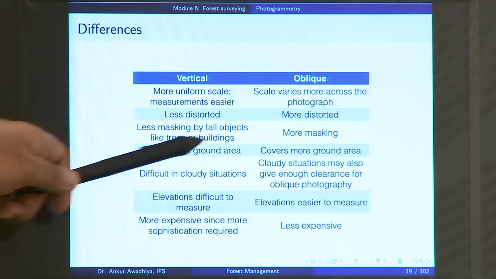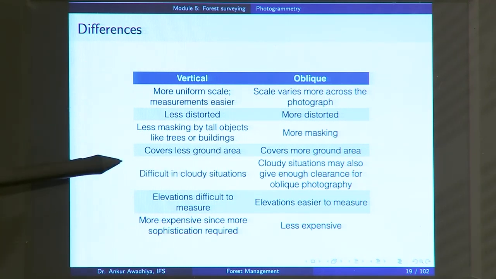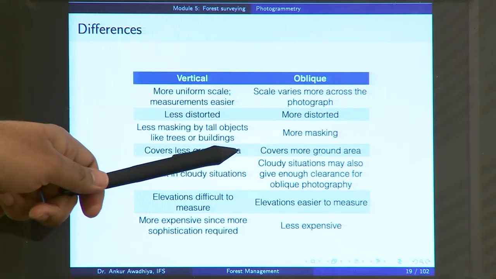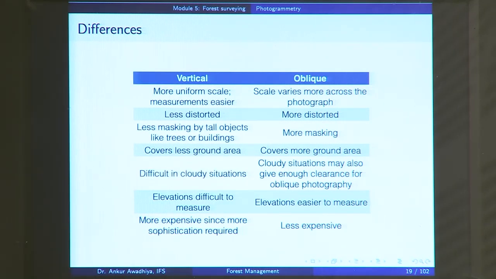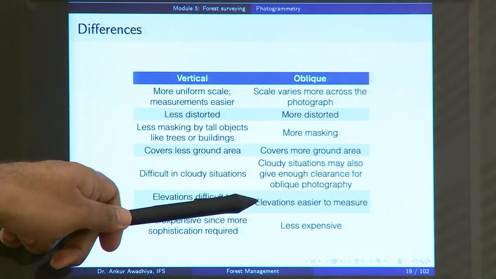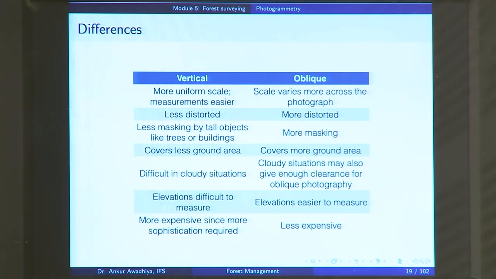Vertical covers less ground area, oblique covers more ground area. Vertical is difficult in cloudy situations. In the case of oblique, cloudy situations may also give enough clearance for oblique photography. Now in the case of vertical, the elevations are difficult to measure, but in the case of oblique, it is easier to measure, because you are getting more three-dimensional information in an oblique image. Now vertical is more expensive since more sophistication is required. Oblique is less expensive, because in the case of a vertical photograph, you need to keep your camera in such a position that it is completely looking down upon. So, because you have to make more adjustments when you are setting up the camera, it typically is a bit more expensive.